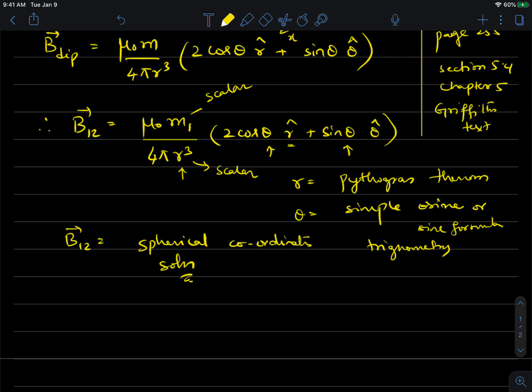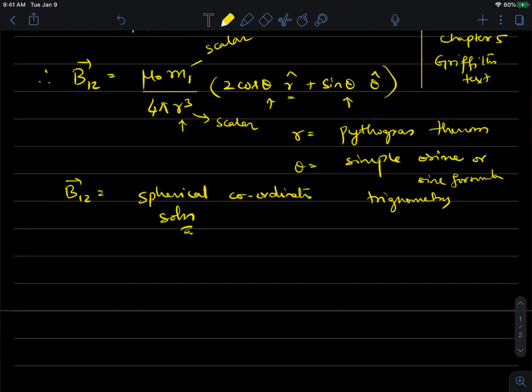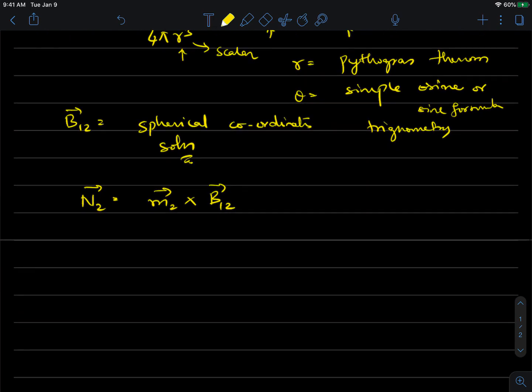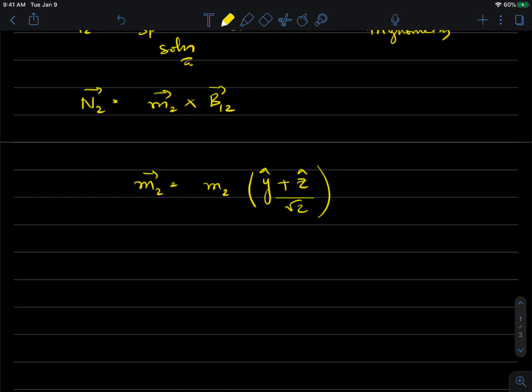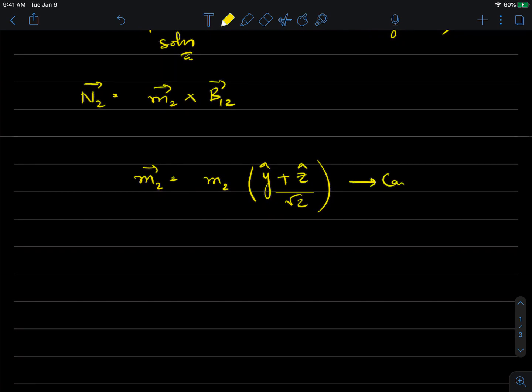You'll get a spherical coordinate solution for b12 because this is all in r cap and theta cap. Now, the next step is to find the cross product n2, which equals m2 cross b12. We know that the m2 vector is m2 multiplied with (y cap plus z cap) by square root of 2. So this is in Cartesian coordinates.